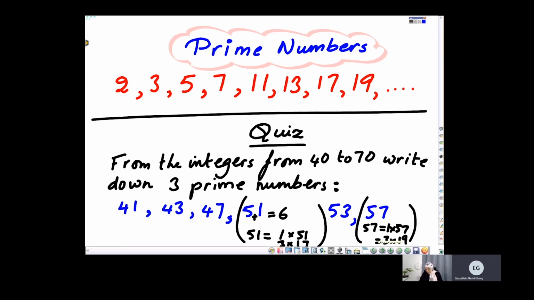So, after finding the definition of prime numbers, let's re-sing the song. Memorize it. Prime numbers are 2, 3, 5, 7, 11, 13, 17, 19. Again, 2, 3, 5, 7, 11, 13, 17, 19.